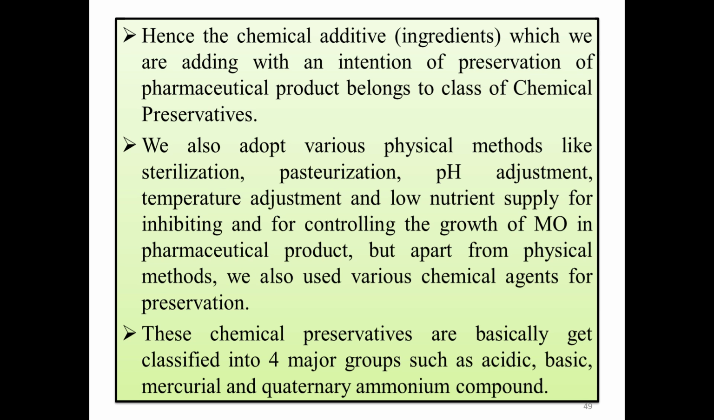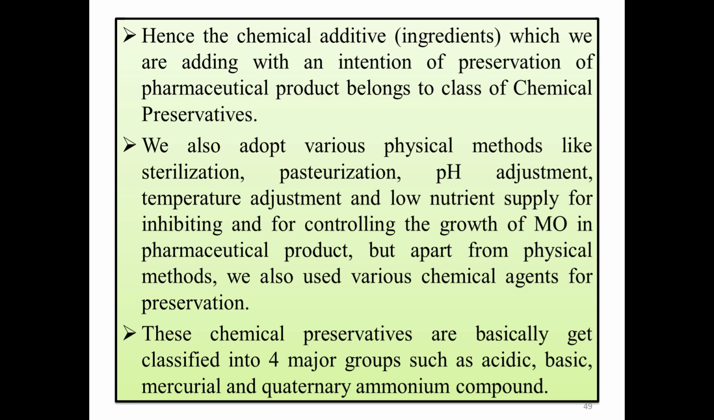These are the methods which can be used, and we also use chemical agents as preservatives for prevention of microorganisms. These chemical preservatives are basically classified into four major groups: acidic, basic, mercurial, and quaternary ammonium compounds. There are four different types of preservatives, as I told you now.